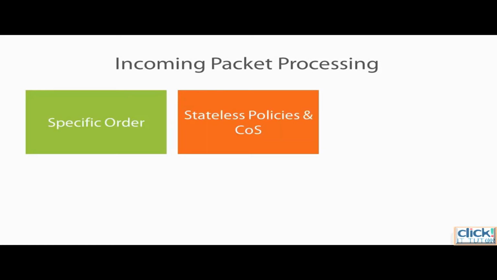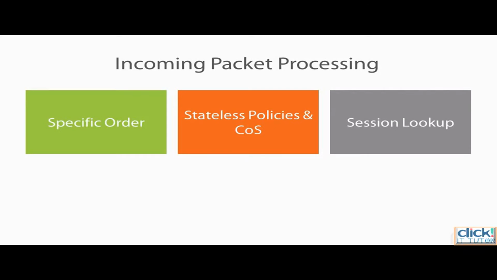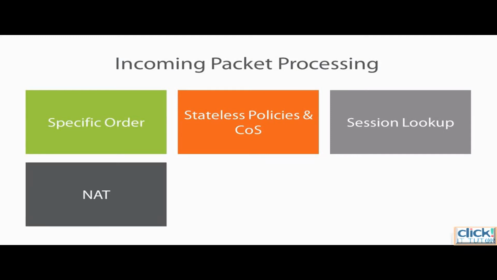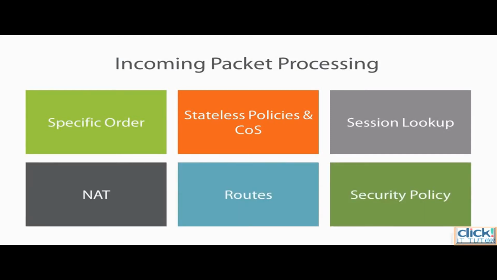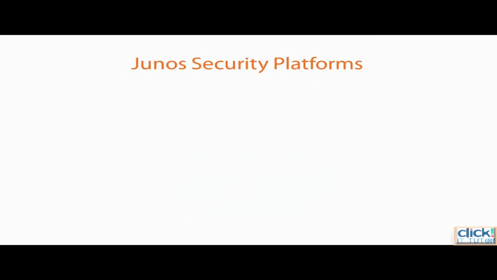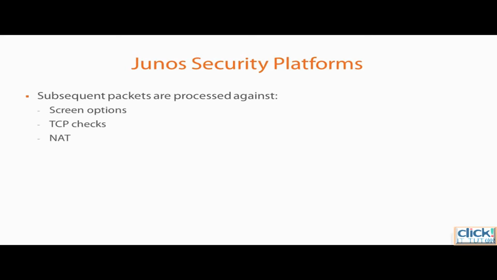Incoming packets are processed in a specific order: stateless policies and COS, then session lookup using IP source, destination, source port, destination port, protocol number, and session token. If the packet passes stateless policies but does not exist as a session, it is processed as a NAT, route, and security policy. If it passes, a new session is created, and subsequent packets are then processed against screen options, TCP checks, NAT, ALGs, and security policies.